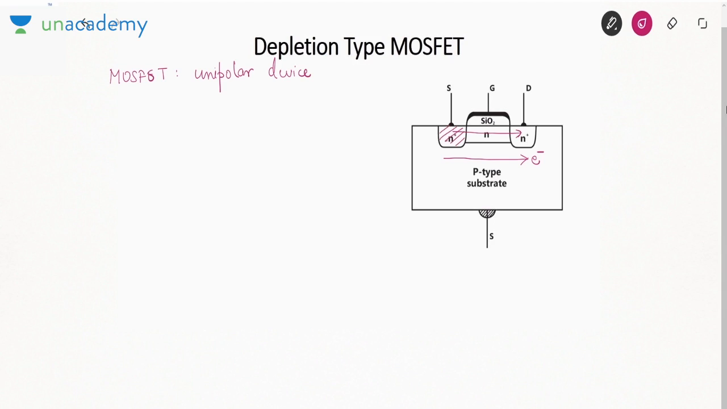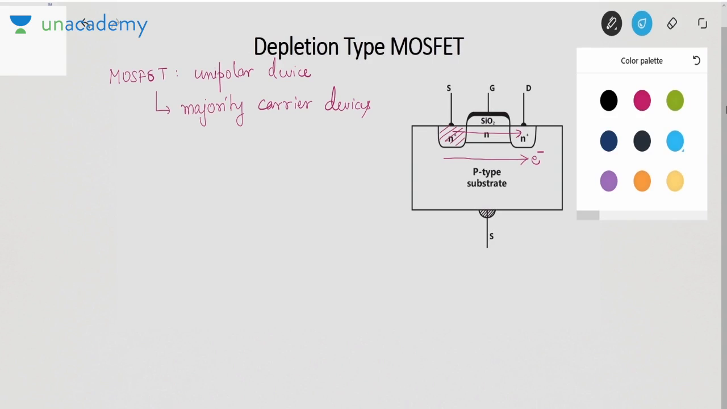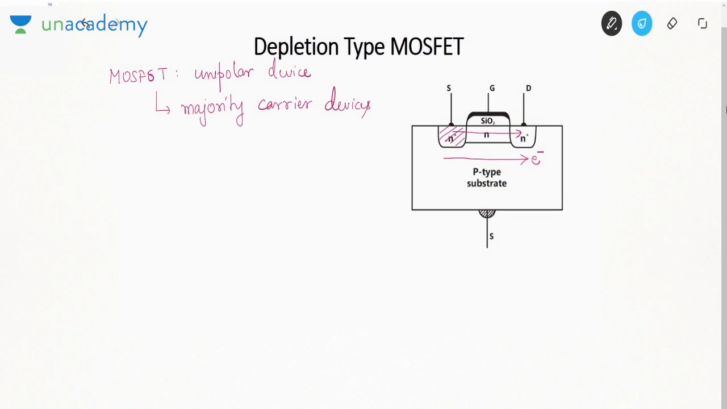It is therefore also called a majority carrier device, because for n-type material, electrons are majority carriers and they are flowing from source to drain. So it is a majority carrier device. Now since electrons are going from source to drain, the current will go from drain to source.